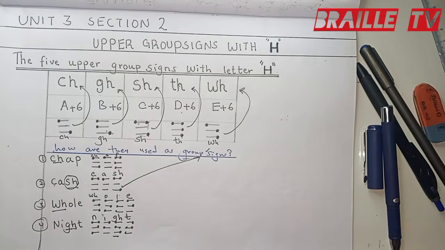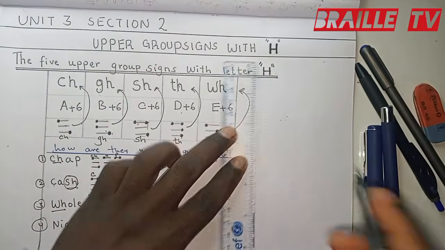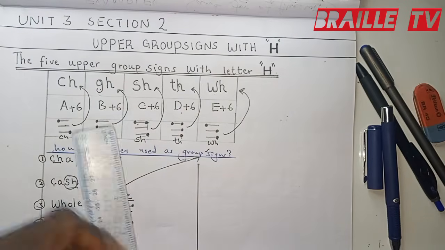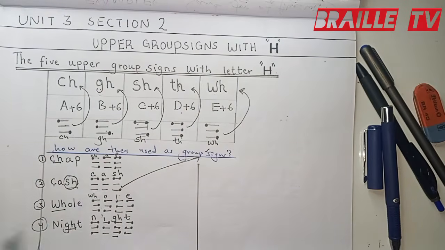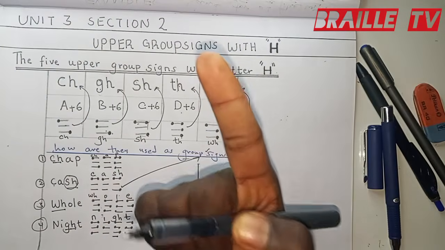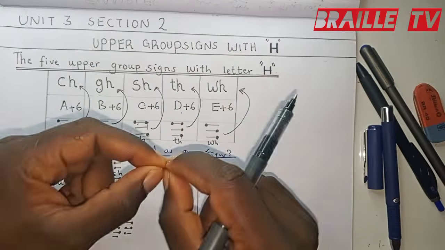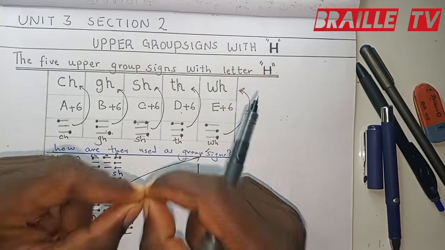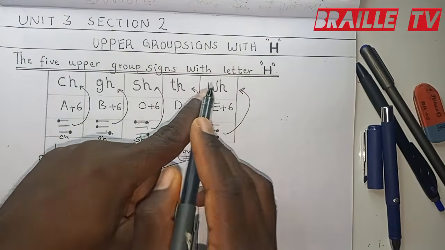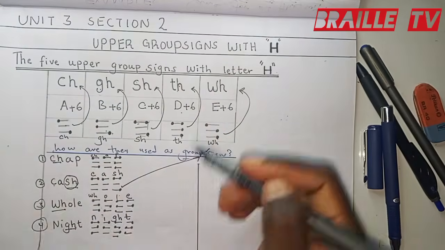Now again, teachers, these 5 upper group signs with letter H also form what we call word signs. Teachers, I hope you remember what a word sign is. We said word signs are where a single sign, one braille cell, represents a whole word. I'm saying these 5 group signs with letter H are also used as word signs, but not all of them.